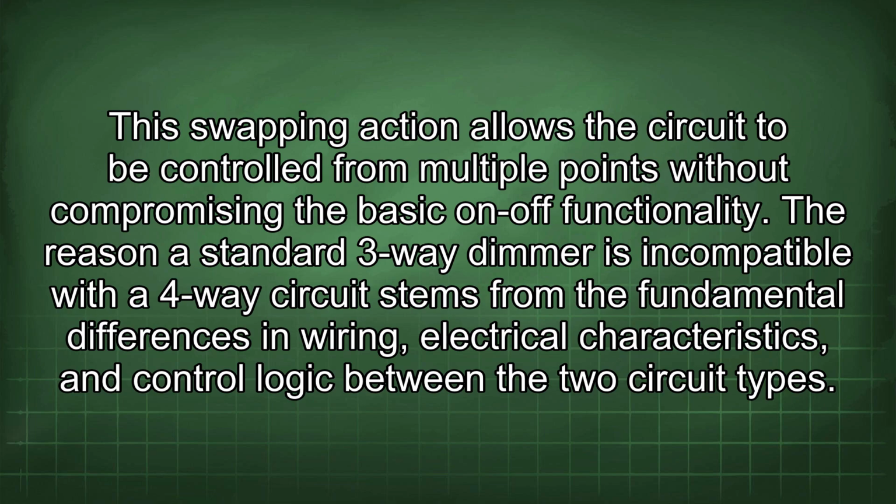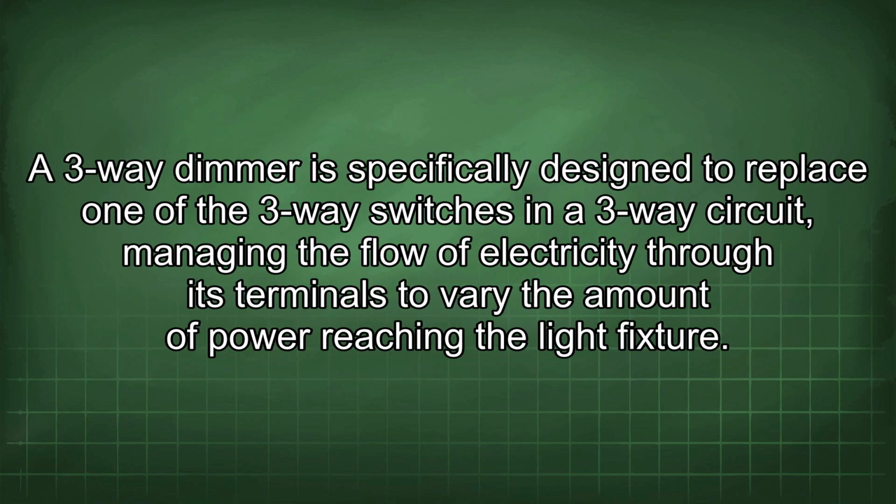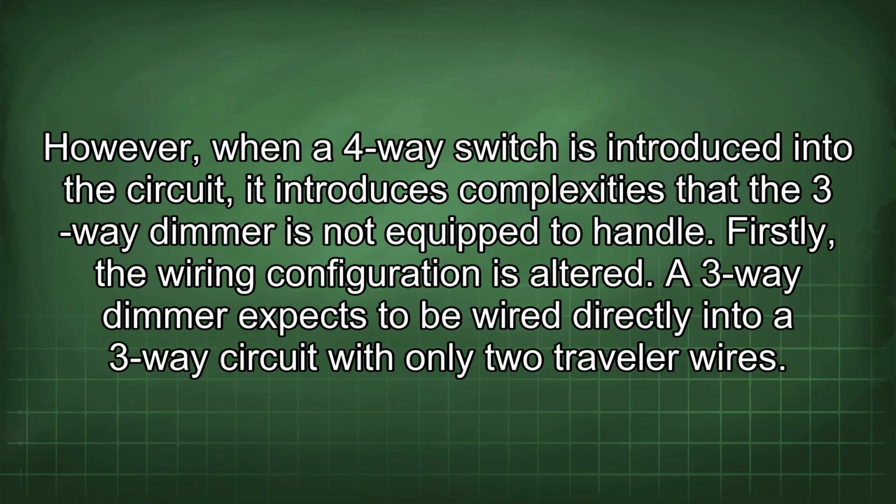The reason a standard three-way dimmer is incompatible with a four-way circuit stems from the fundamental differences in wiring, electrical characteristics, and control logic between the 2 circuit types. A three-way dimmer is specifically designed to replace one of the three-way switches in a three-way circuit, managing the flow of electricity through its terminals to vary the amount of power reaching the light fixture. However, when a four-way switch is introduced into the circuit, it introduces complexities that the three-way dimmer is not equipped to handle. Firstly, the wiring configuration is altered.